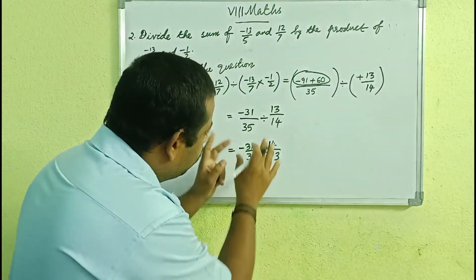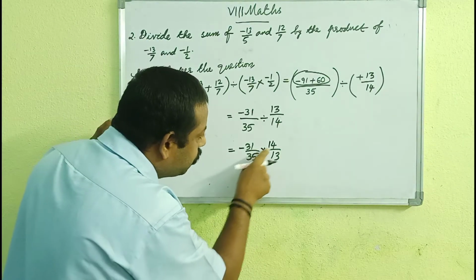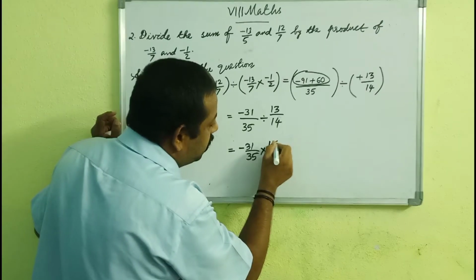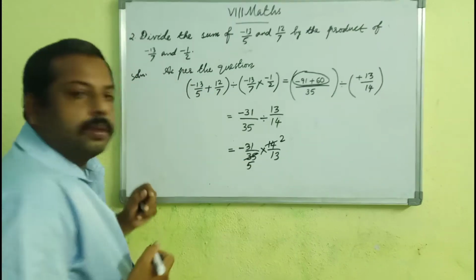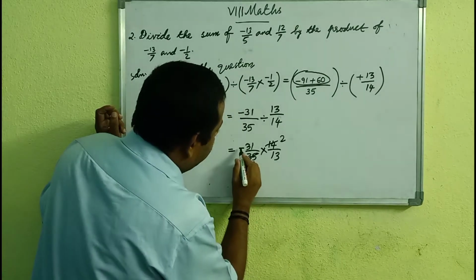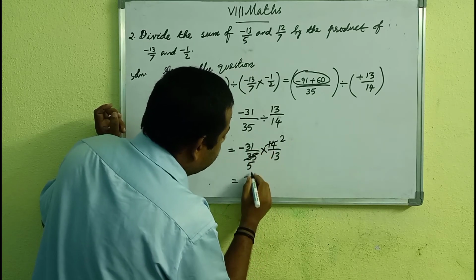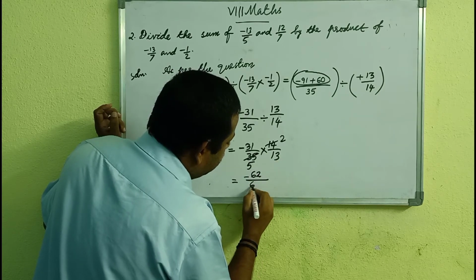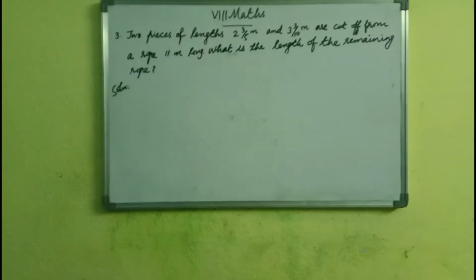Look at the terms now, whether we can cancel any term or not. Looking at these two numbers, both are multiples of 7. So we cancel both numbers by 7. 7 2s are 14, 7 5s are 35. So it is equal to minus 31 into 2, 2 1s are 2, 2 3s are 6, 62, divided by 13 5s are 65. So this is the final answer, you can note down.